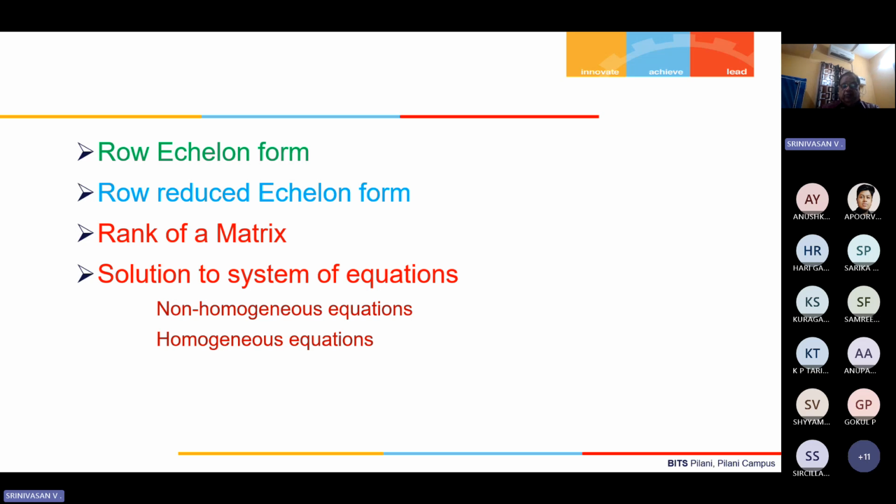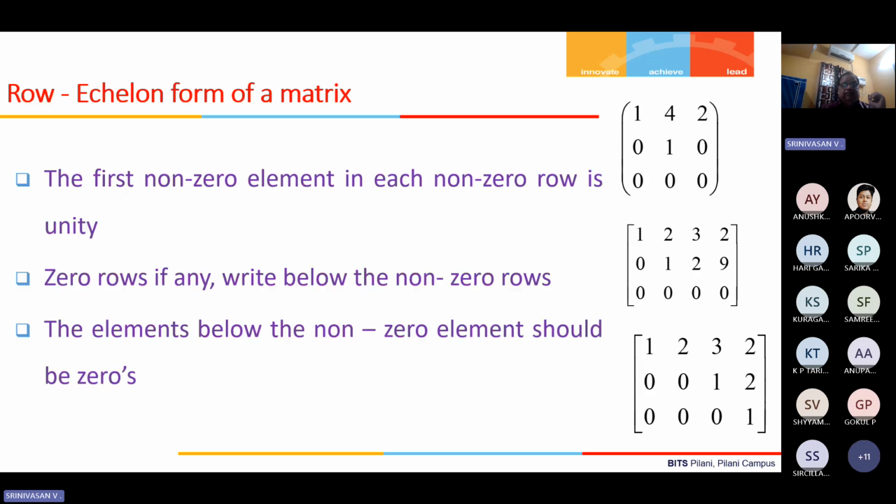Now, next we pass on to finding row echelon form, row reduced echelon form, and the rank of a matrix using this concept, and using which we will be finding solutions to systems of equations. Well, row echelon form of a matrix. In practice, we will be reducing it to row echelon form.